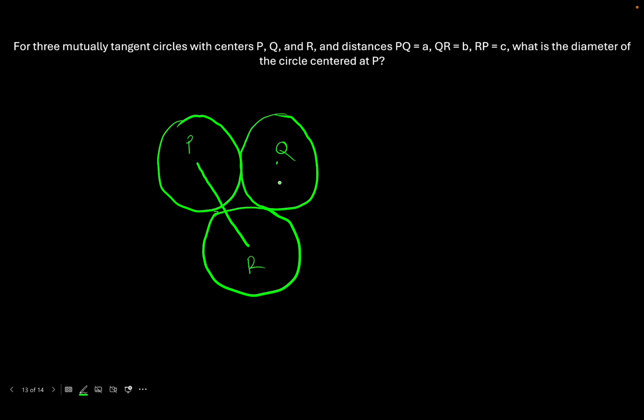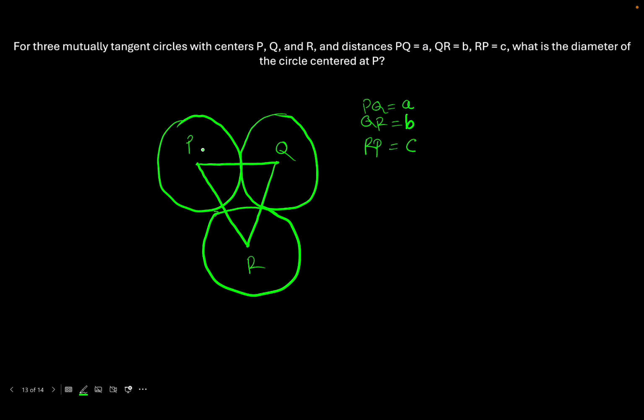So we will connect this one, and this one. PQ is equal to A, so this distance is A. We'll write it here: PQ is equal to A. QR is equal to B, and RP is equal to C.